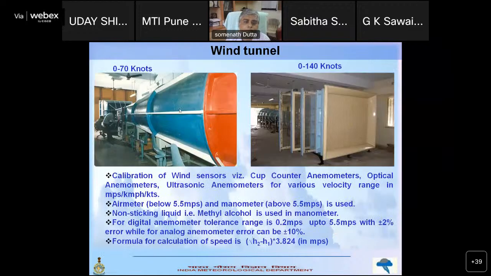If a big wind tunnel is there, it has the capacity to measure wind up to 35 knots. This is the biggest wind tunnel. We are artificially generating the wind speed, and we are calibrating the instrument here in the wind tunnel.